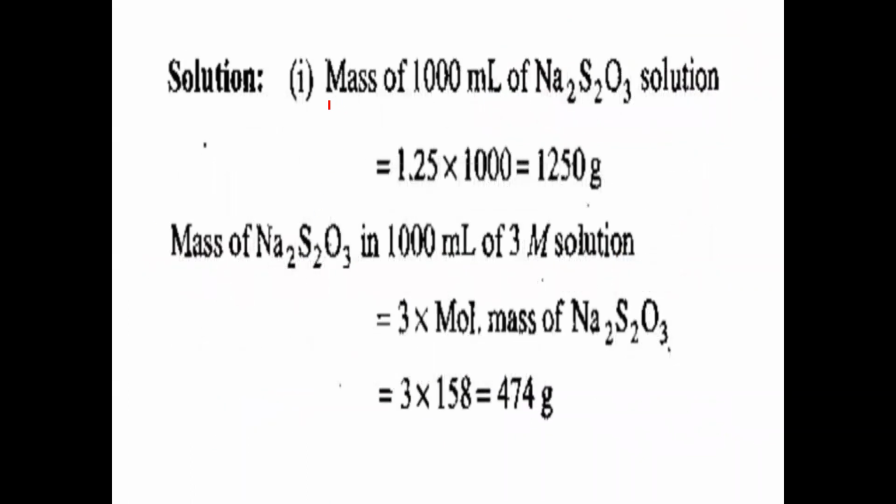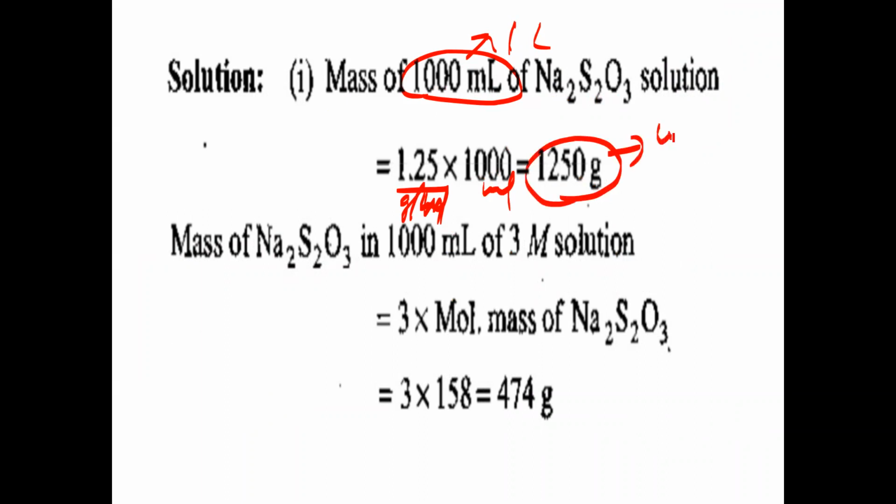See, the mass of 1000 ml of Na2S2O3 solution. 1000 ml means 1 liter. So 1000 ml into density, with density in gram per ml and volume in ml, will give the mass of solution. The mass of solution means the weight of solvent plus weight of solute together, which is 1250 grams.